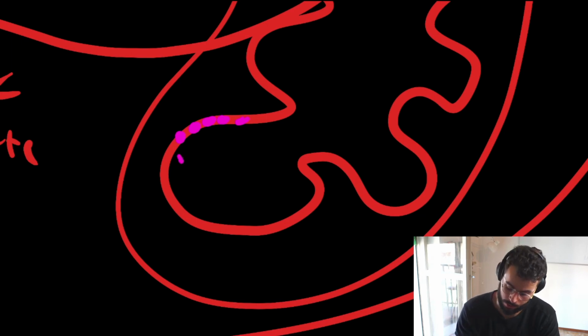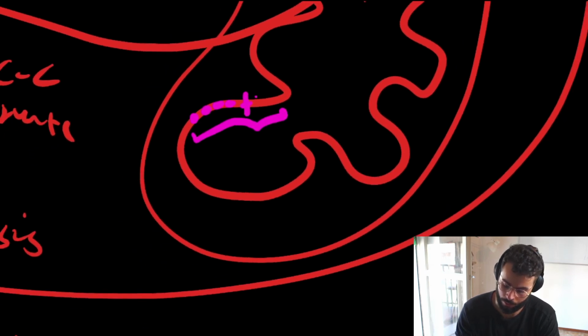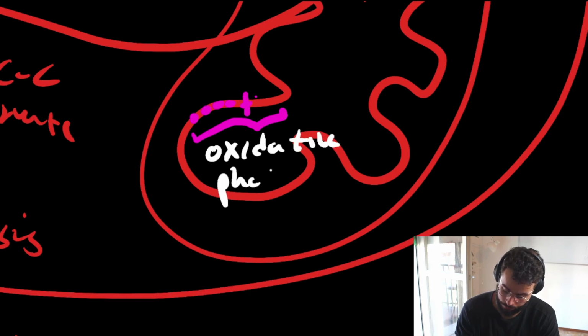This process of creating ATP from the electrons that we are going to get is called oxidative phosphorylation. I know it's complicated, don't worry.